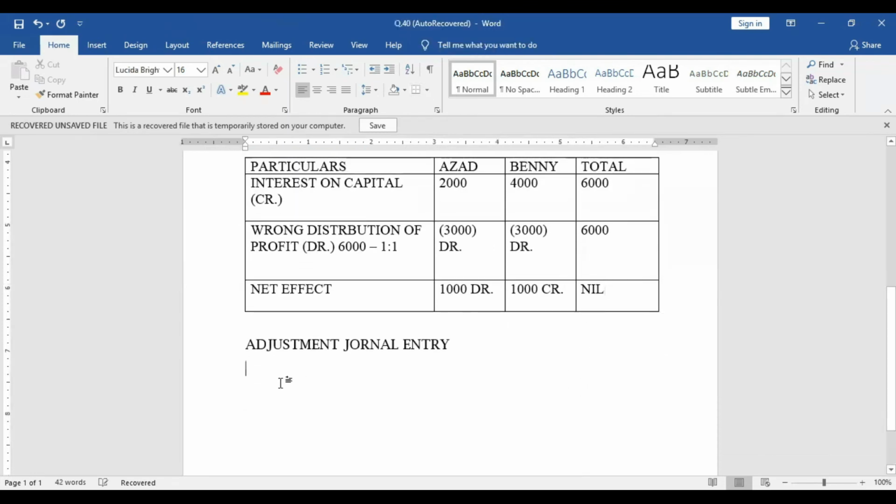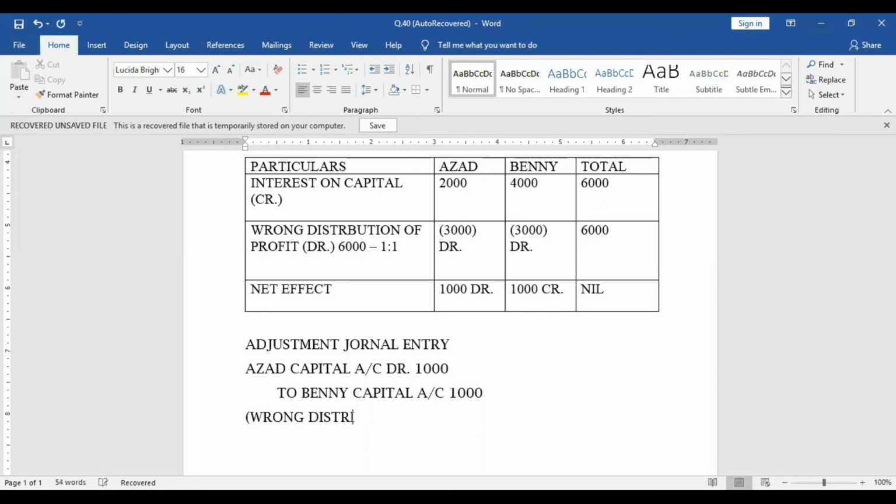So the adjustment journal entry, that is the correction entry or rectification entry, is Azad account debit. The narration, wrong distribution of profit.